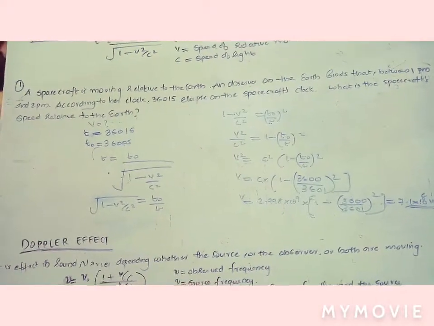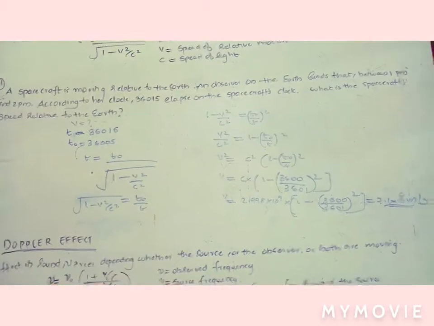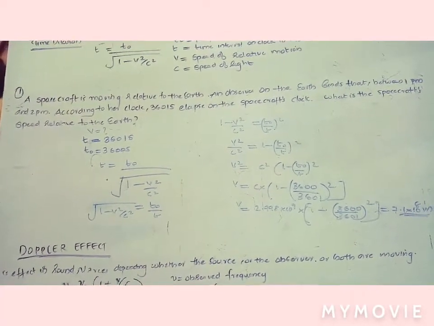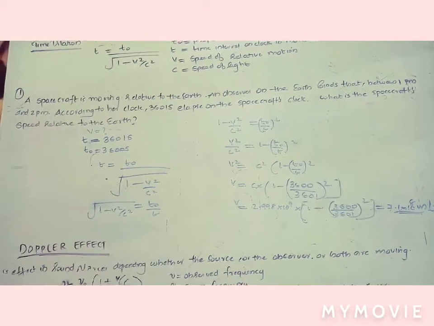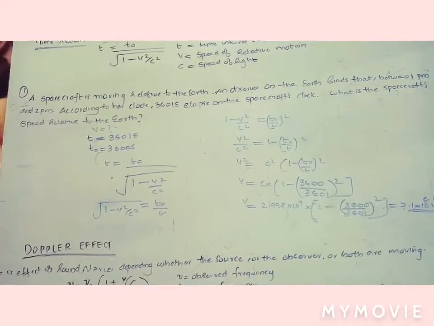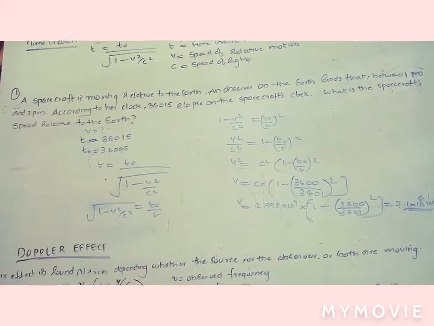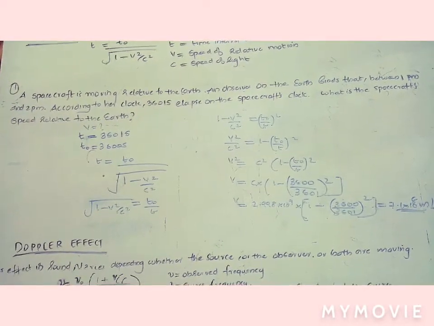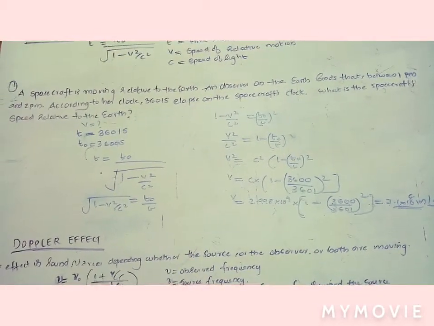Here we have a question: a spacecraft is moving relative to the earth. An observer on the earth finds that between 1 pm and 2 pm, according to her clock, 3601 seconds elapsed on the spacecraft clock. What is the spacecraft's speed relative to the earth? That is, they want us to find the relative speed of the spacecraft, that is v. Here, given t is equal to 3601 seconds and t0 is equal to 3600 seconds, because it is 1 hour. t is equal to t0 divided by the square root of 1 minus v squared by c squared.